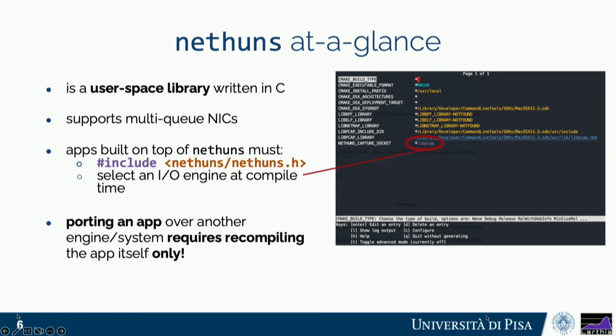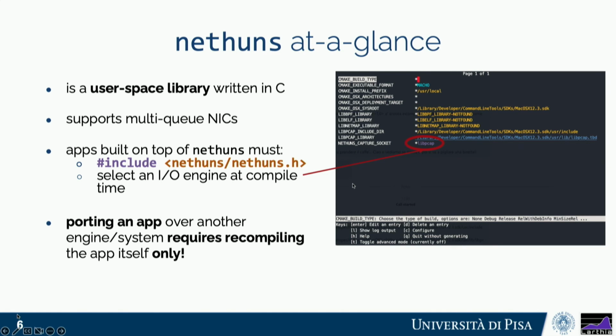In terms of the user, the programmer, what should the programmer do? Basically, when you write an application on top of Nethuns, you first download the library and compile it against the framework that you want. You can have multiple frameworks. Then just open VS Code or vi, include the Nethuns header, and start writing the code using the API provided by Nethuns. That is it. If you want to move the application on top of another framework, all you need to do is recompile the application, and to do that there is an easy way, using CMake.